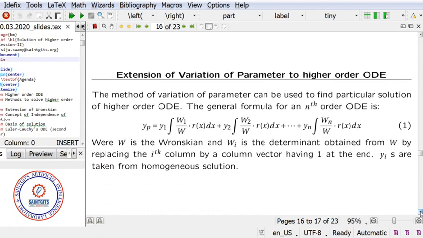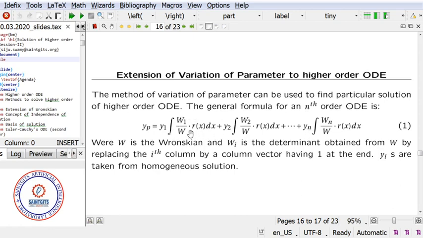Okay. Next is the extension of variation of parameters to higher order ODE. As we already know, variation of parameters is a straightforward technique to calculate yp without any comparison of coefficients. So this method is actually an extension to find the particular solution of a higher order ordinary differential equation. The general formula for nth order ODE is like this. It's very easy to remember. Yp is equal to, we start from y1 itself and move on y2, y3 etc. up to yn.